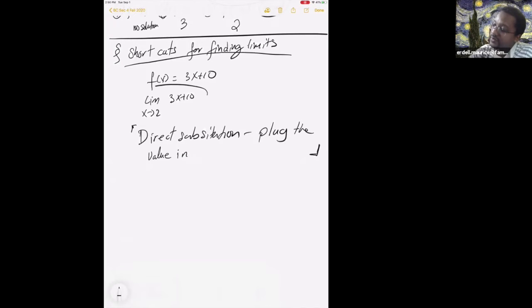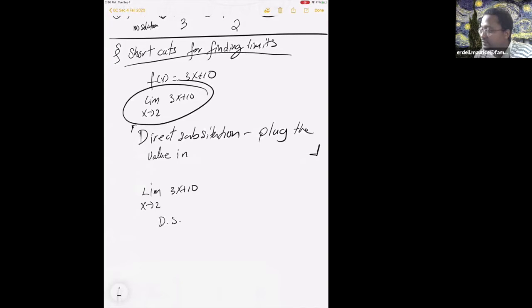And so to answer this question right here, the limit as x approaches 2 for 3x plus 10, I simply use direct substitution and plug in the value 2. 3 times 2 is 6. 6 plus 10 is 16. This limit will evaluate to 16. If I had to create a table of values and plug all those numbers in, the number that this graph will squeeze to is 16. Isn't that a lovely shortcut?